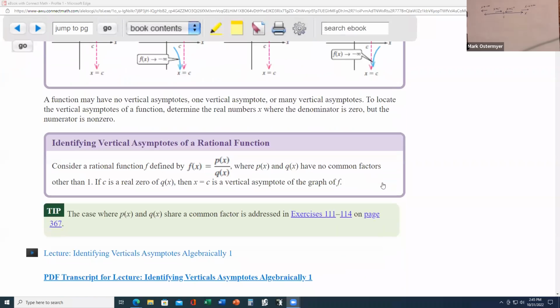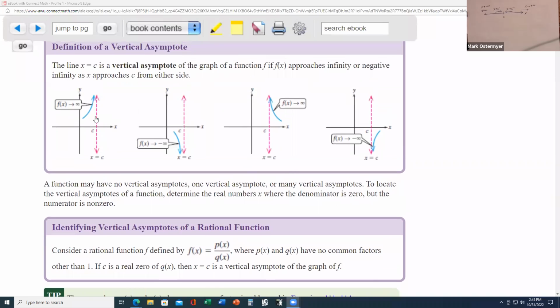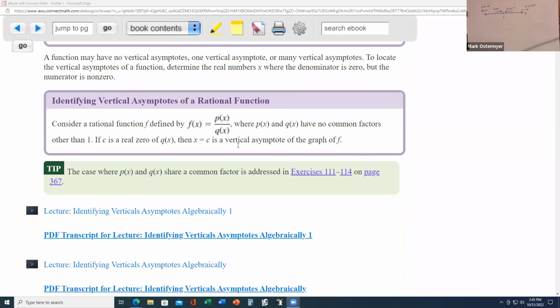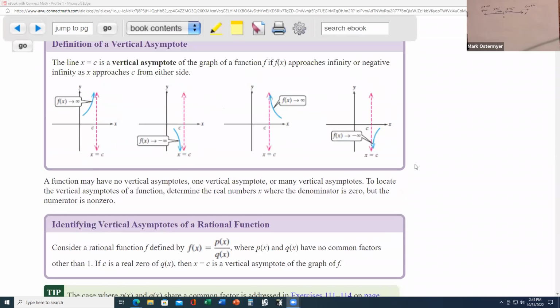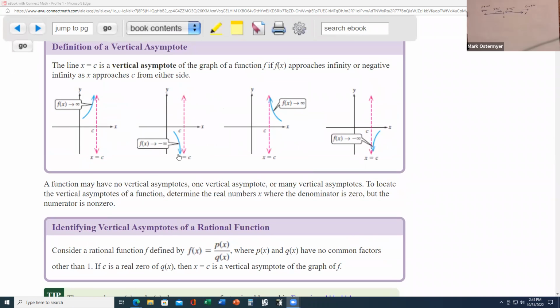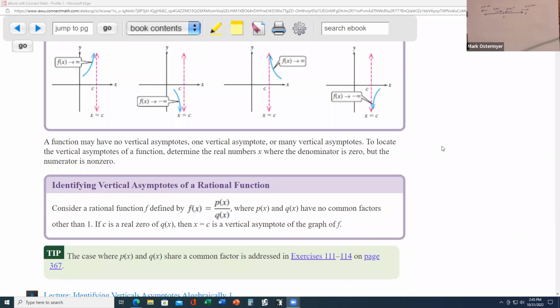All right, where do vertical asymptotes hang out now that we know what they look like and what the characteristic is? Well, they hang out, ladies and gentlemen, where the denominator of a rational function is equal to 0. In other words, wherever a rational function is undefined is where you're going to find vertical asymptotes. And therefore, in order to locate vertical asymptotes, we take the denominator of our rational function and set it equal to 0, and then solve for x to determine where these vertical asymptotes hang out.